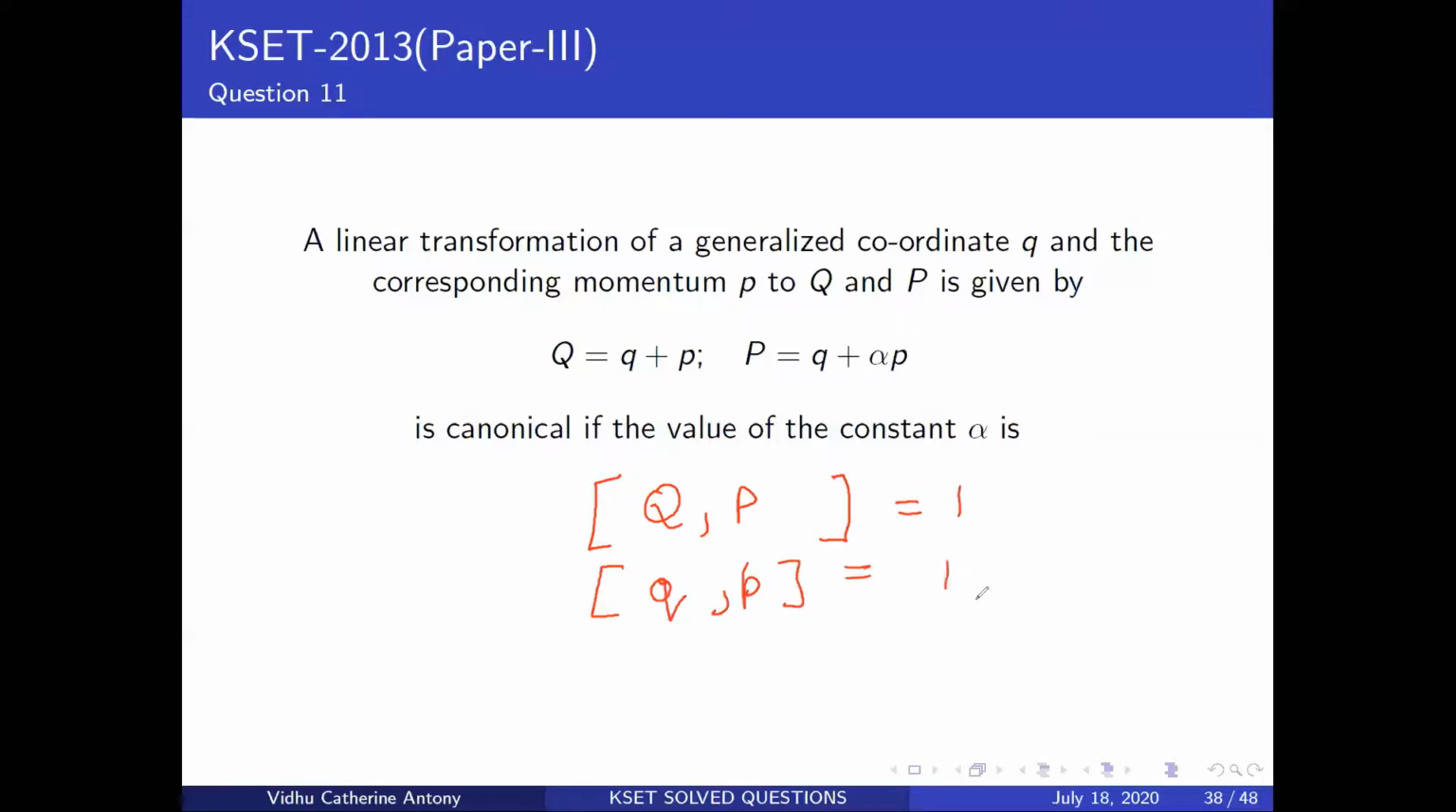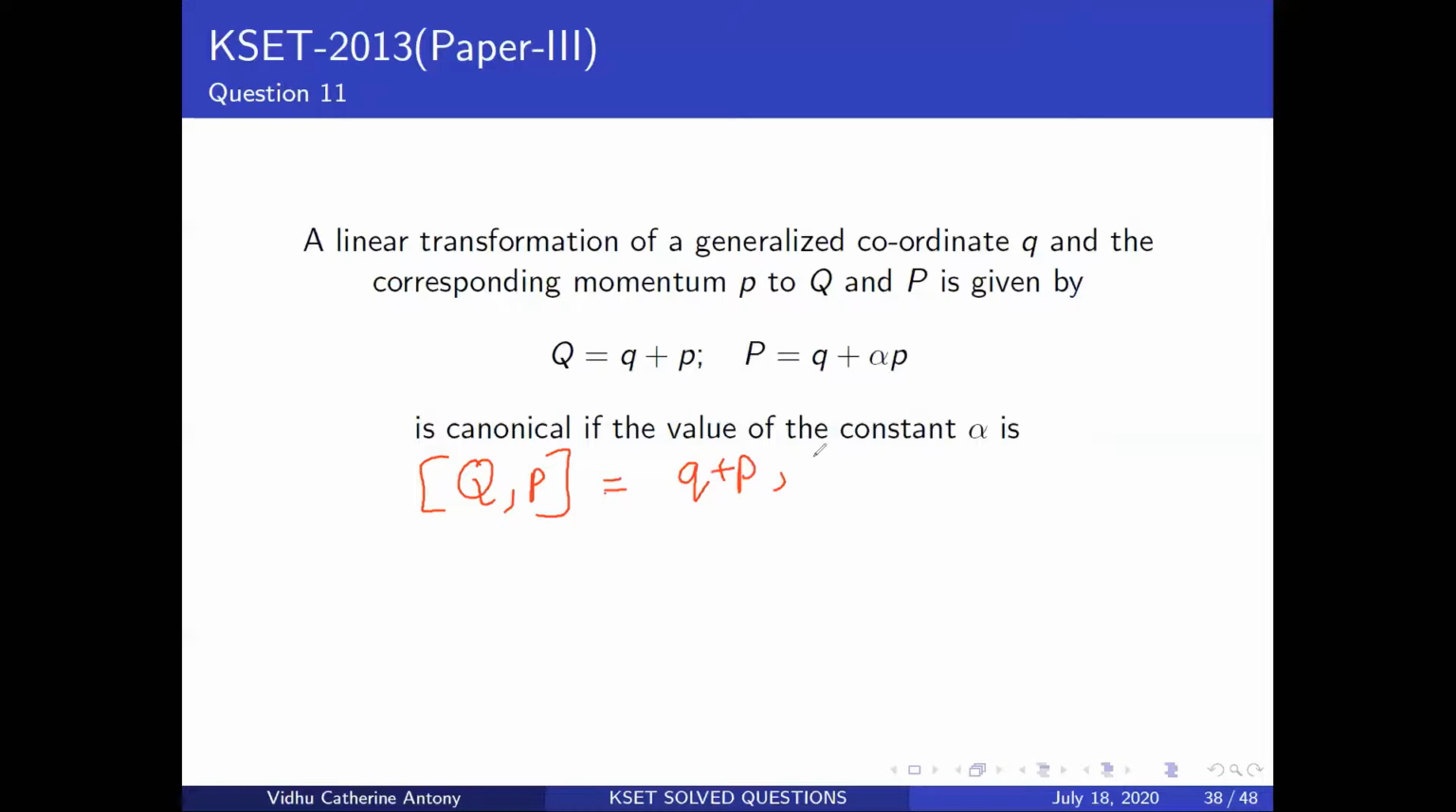You're going to get a 1 here. Now what I'm going to do is calculate this Poisson bracket. These are properties of your Poisson brackets, which you should have probably learned in your first semester for classical mechanics. Now let's look at this QP. You substitute Q plus P and Q plus alpha P, and I will put this bracket.